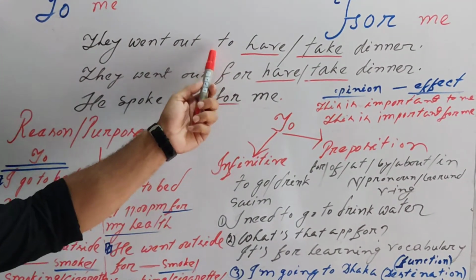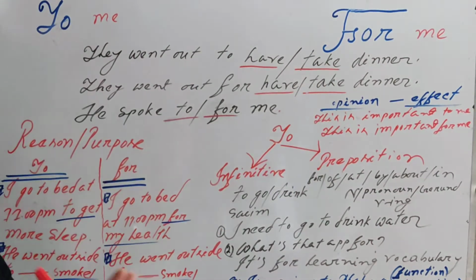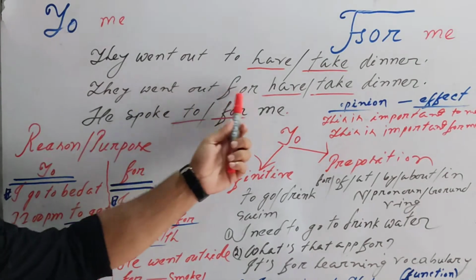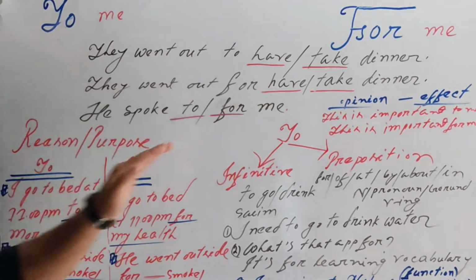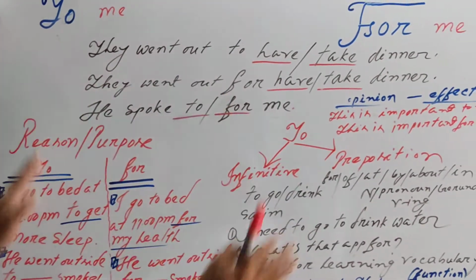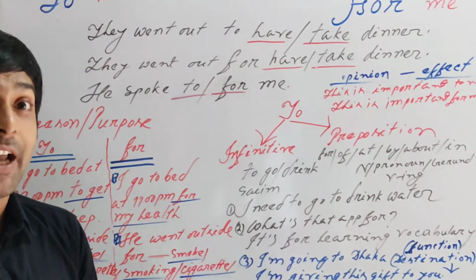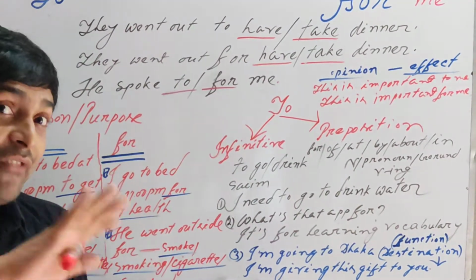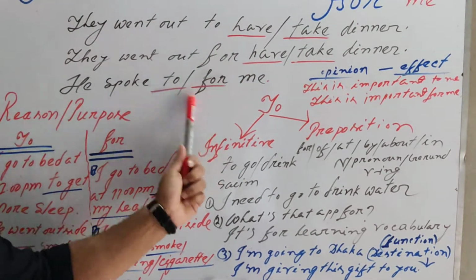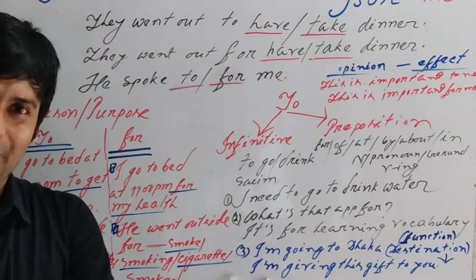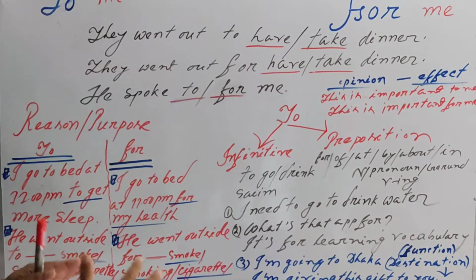Here is an example. They went out to have or take dinner is correct, but they went out for have or take dinner is not correct. So why is it not correct? Of course, if we complete the whole class, we will be able to understand very clearly. So next sentence: he spoke to me or for me. Which one is right? Of course, you will get the point after having done the lesson.